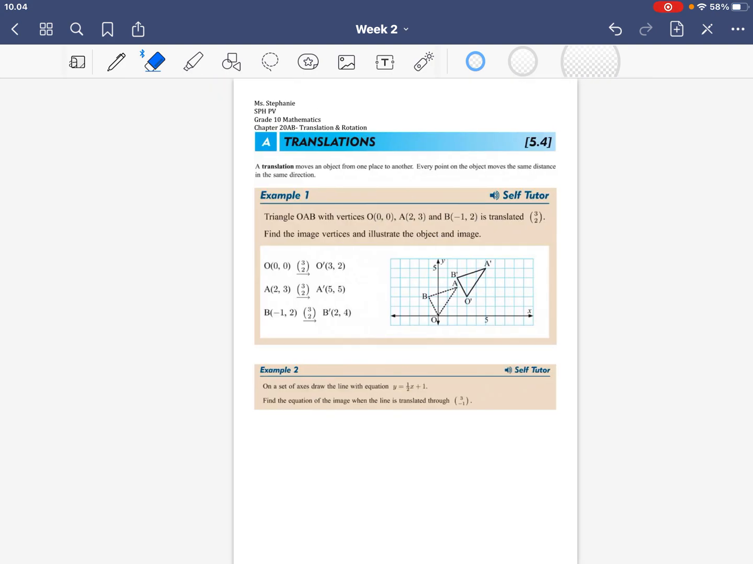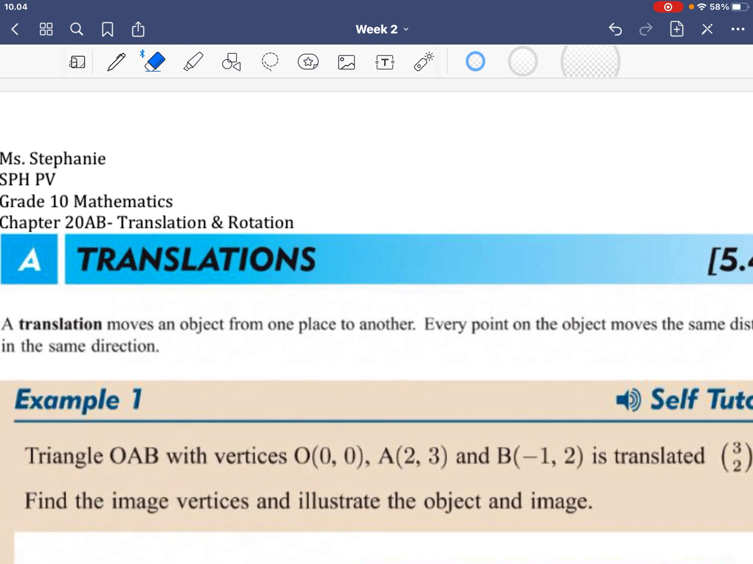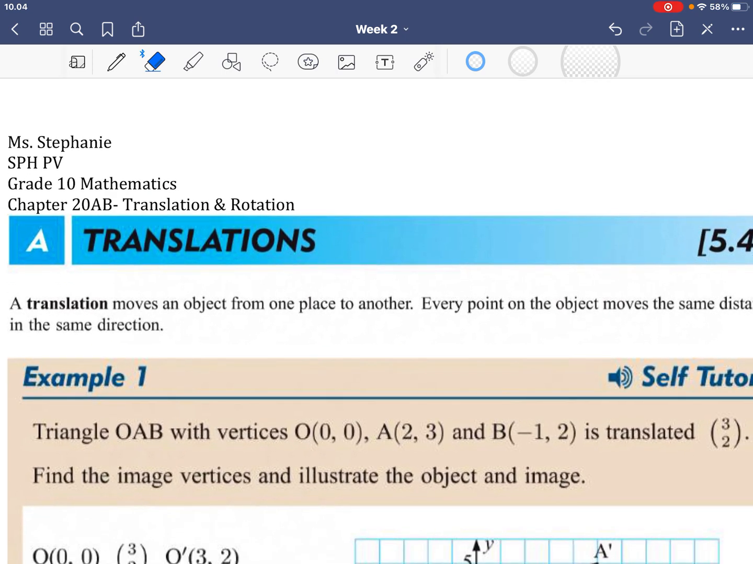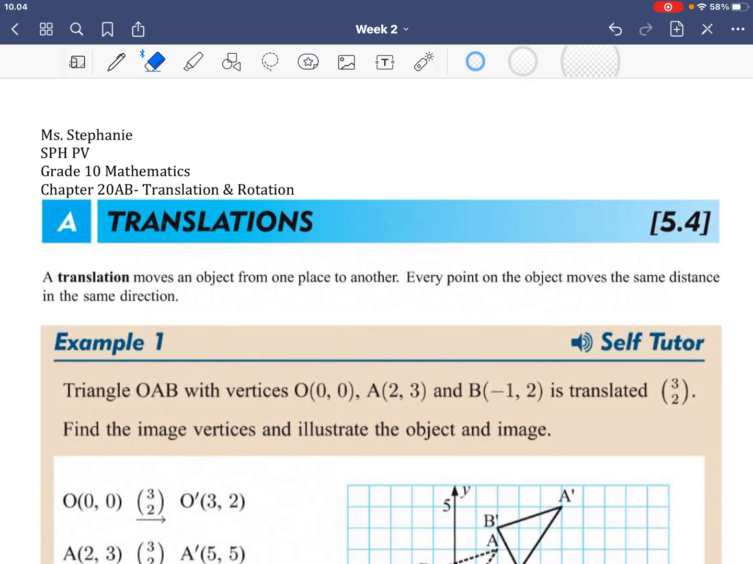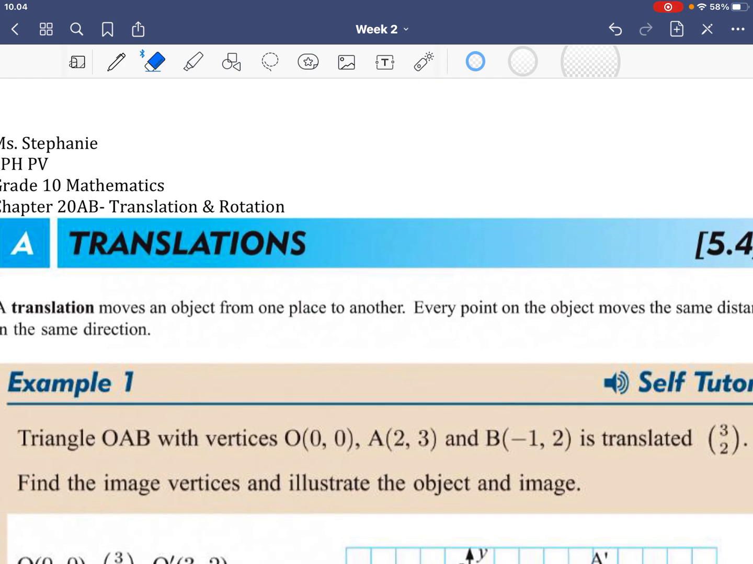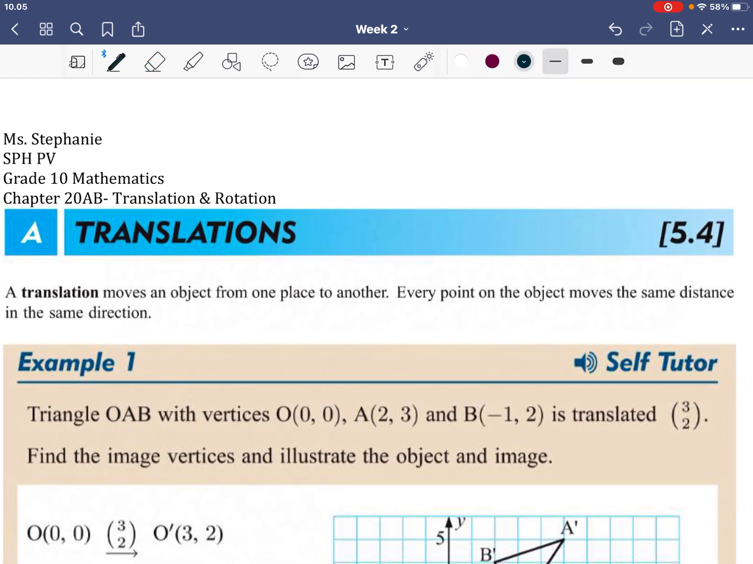Alright, so let's jump right into it. A translation moves an object from one place to another. Every point on the object moves the same distance in the same direction. So example 1, it says triangle OAB with vertices O, or the origin, and then A with the point 2, 3, and point B is -1, 2. It is translated, you guys might think that's weird. Isn't that the vector component? Well, we're gonna find out.